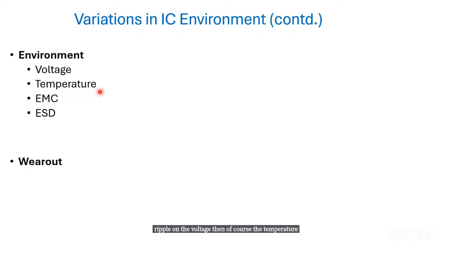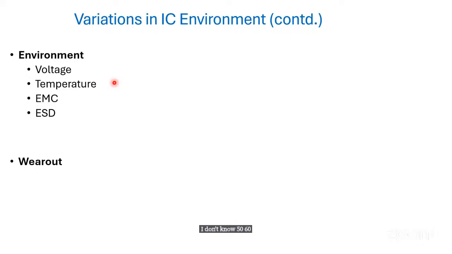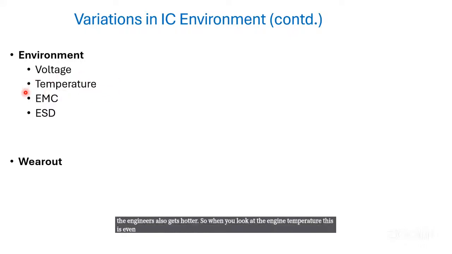So your car, the automotive PMIC, or even a 5G transceiver, needs to work at extreme temperatures, like minus 40 degrees C in Siberia. And also it should work at 50, 60 degrees C in the Thar Desert, right? Extreme temperatures. Of course, with self-heating, it's going to be even worse. The engine also gets hotter. When you look at the engine temperature, this is even going as high as 125 degrees centigrade at the ambient.